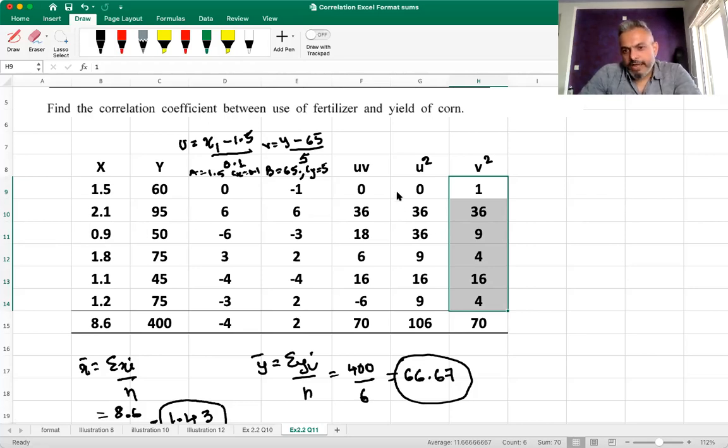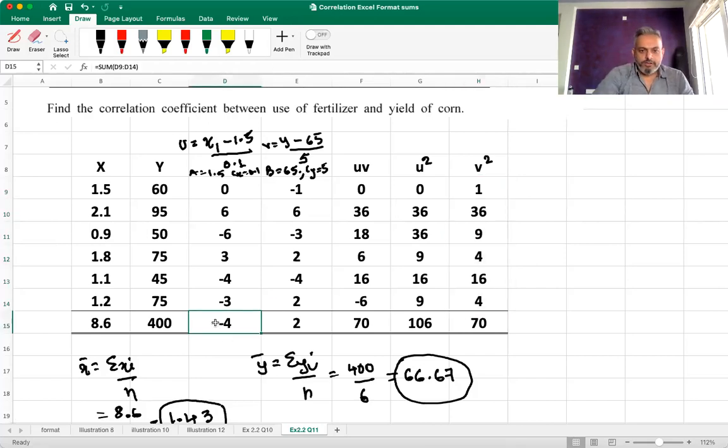Mean, you have to take Y bar as 66.66, 66.67, okay? Because after 0.66 there is another 6, so we round off 6 to 7. Now we are ready with all the data.